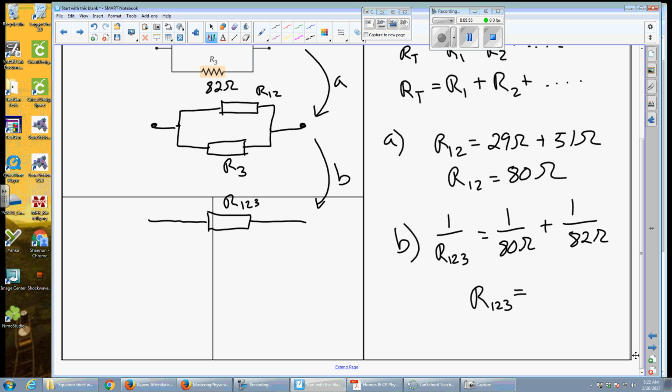Probably the most common mistake will be to forget to take the reciprocal of your final answer. So the reciprocal of 80 plus the reciprocal of 82, take the reciprocal of that, and I've got 40.5. I use what's known as the reciprocal key, which has the symbol x to the minus 1.